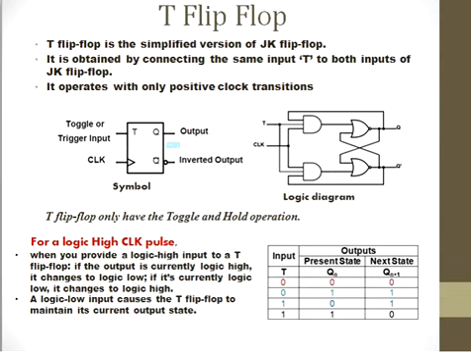So in this kind of toggling flip-flop, when you provide a logic high input to the T flip-flop and the output is currently logic high, it changes to logic low, and if it is logic low, it changes to logic high. When the T input is low, the output remains the same. So that corresponds to all the conditions. I hope this explanation is clear to you.